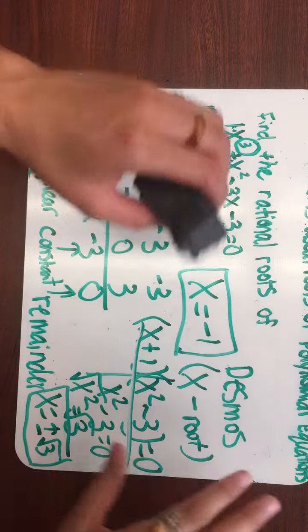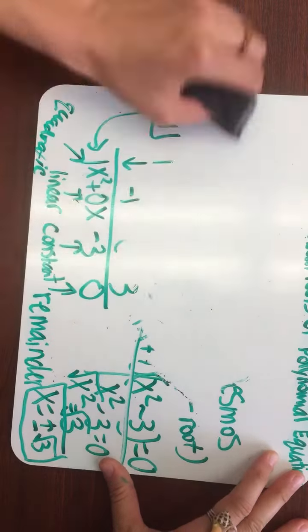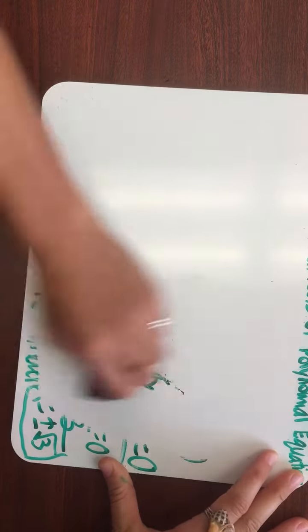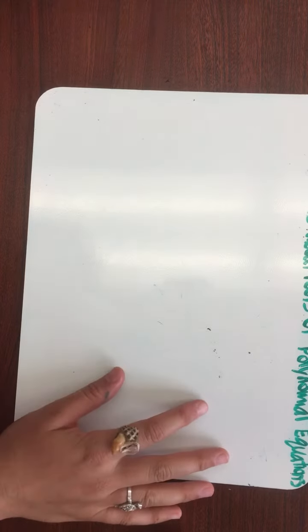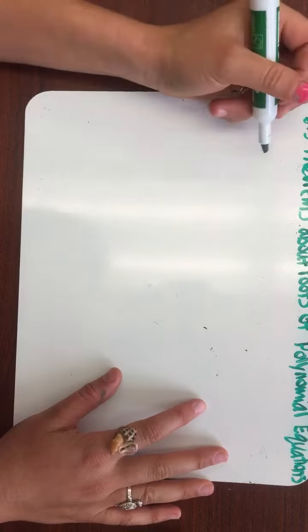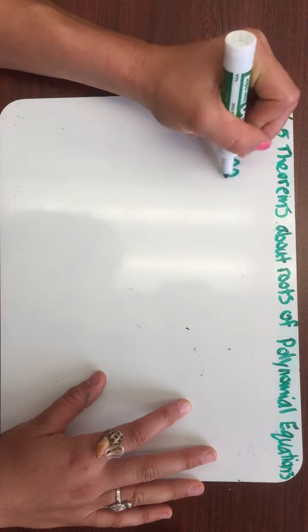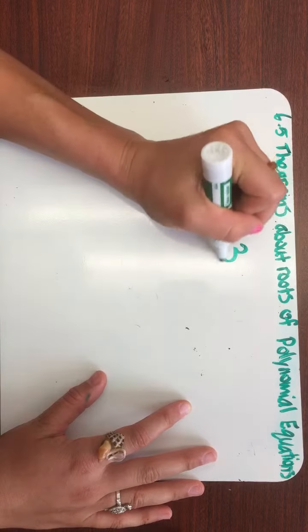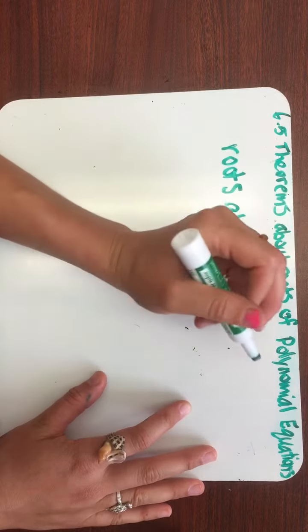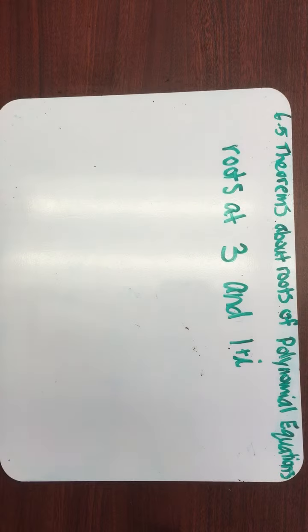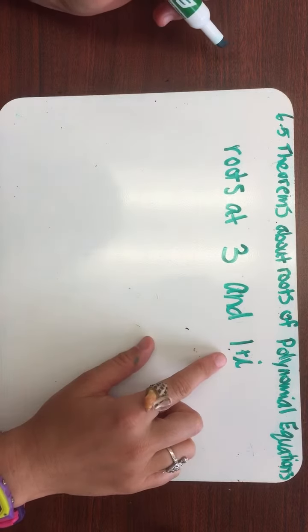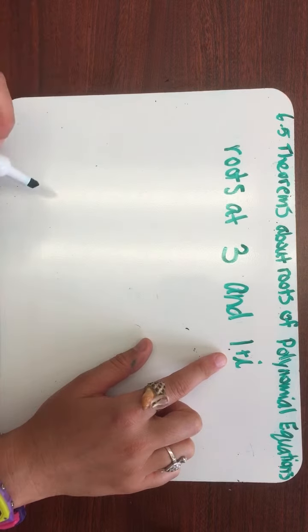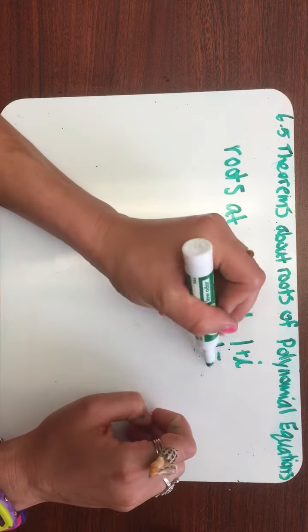Okay, so let's try another. So if we are going to be looking at finding all of the possible roots, if we know that we have roots at 3 and 1 plus i, then the imaginary root theorem tells us that we will also have a root at the conjugate, which is 1 minus i.